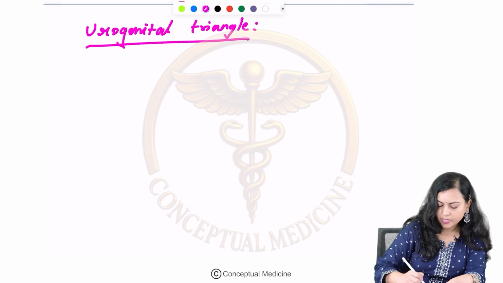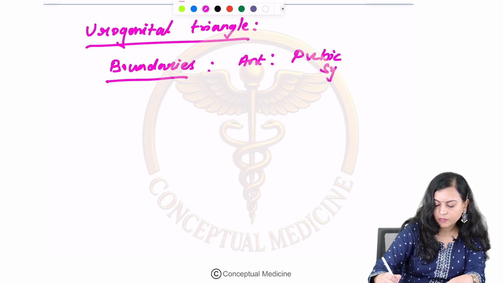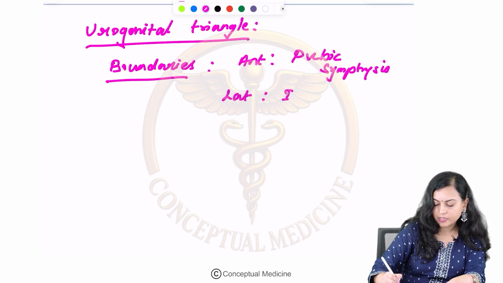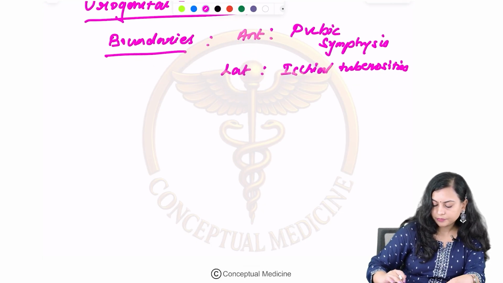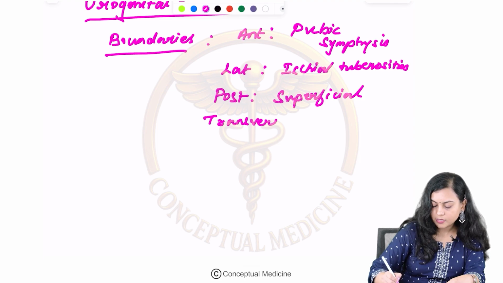Urogenital triangle. Now, let us discuss the boundaries of urogenital triangle once again. So, what will be the boundaries? Anteriorly, we already have the pubic symphysis. And laterally, it is the ischial tuberosities and posteriorly, we have the superficial transverse perineal muscle.